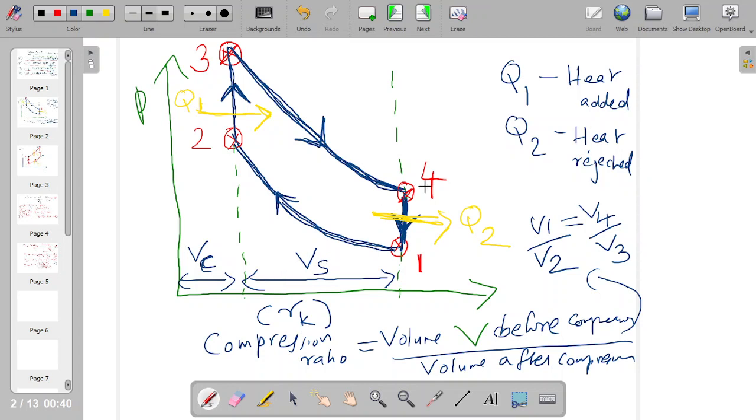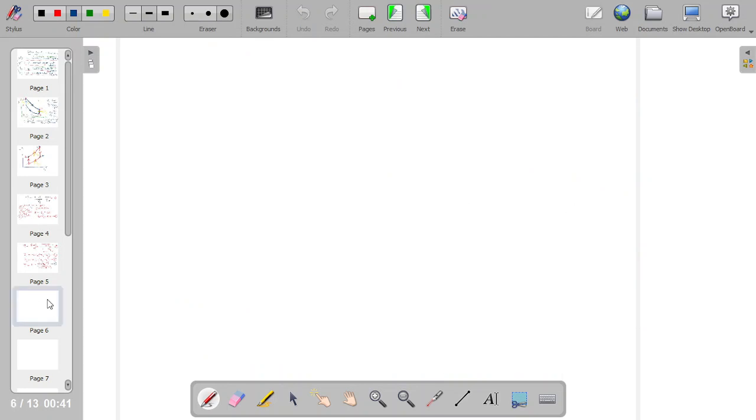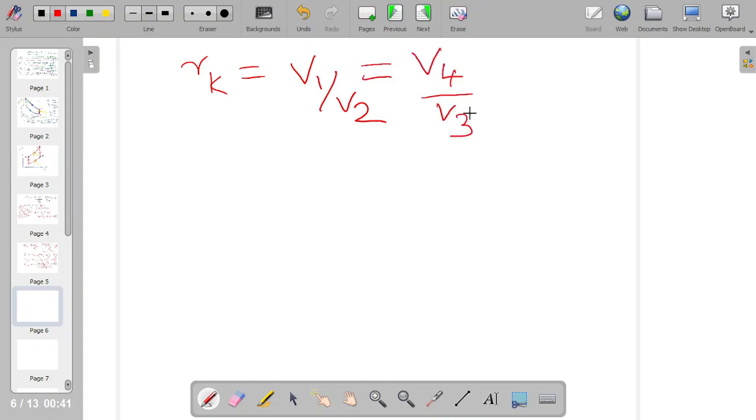So these things we have to consider while solving the problem. Vs is V1 minus V2, and clearance volume Vc is equal to V2. So now you can use this expression also, that is compression ratio. We can write compression ratio Rk of the cycle is equal to V1 by V2, which is same as V4 by V3. So this will be our next equation, that is equation 7.